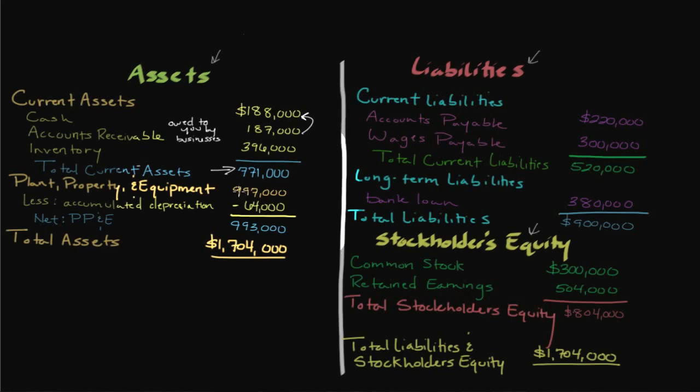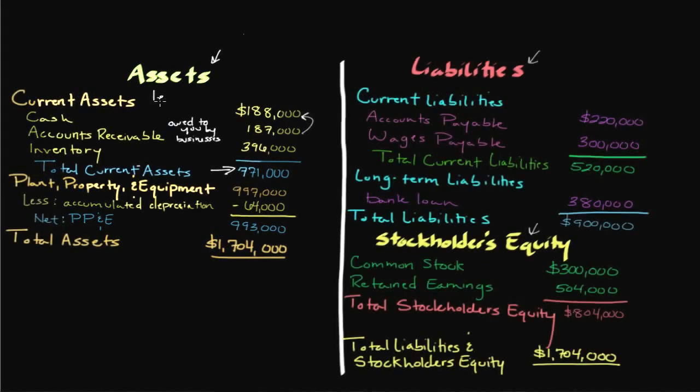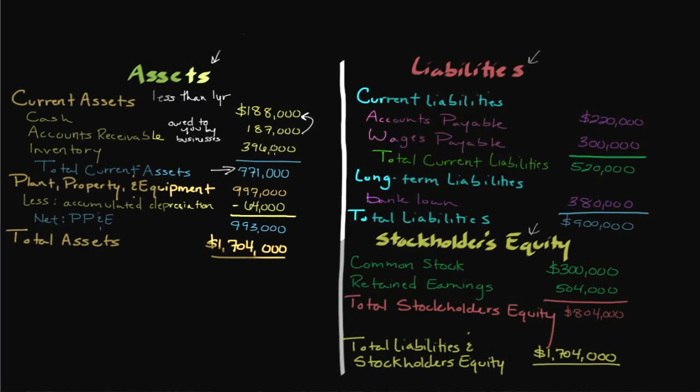So a current asset is something that either is cash or can be converted to cash in less than 1 year. And so ideally, everything here would be able to be converted to cash in less than a year. Anything outside of that is not considered to be a current asset.